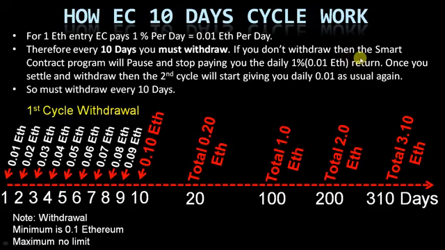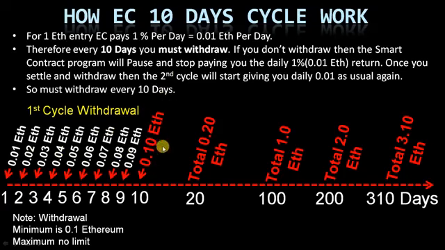If you don't withdraw, then the smart contract program will pause and stop paying you the daily 1%, that is 0.01 Ethereum return, okay? Once you settle and withdraw, then the second cycle will start giving you the daily 0.01 as usual again. So you must withdraw every 10 days, okay? That means, let's say the first day you got 0.01, second day you got another 0.01, total becomes 0.02, third day it becomes 0.03, on the 10th day it becomes 0.1.